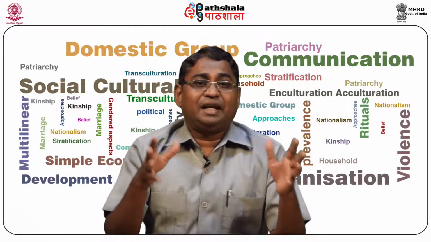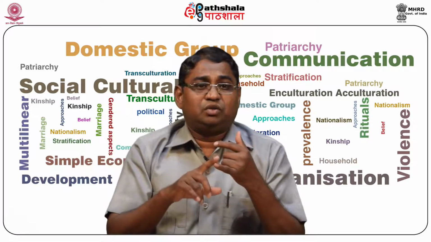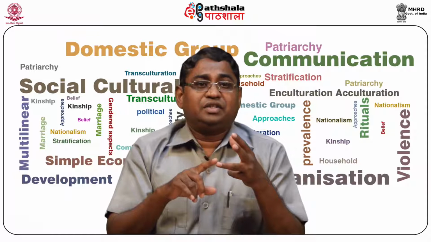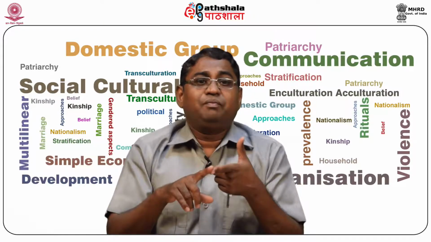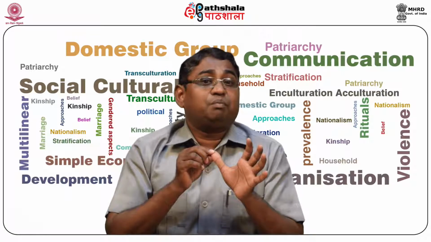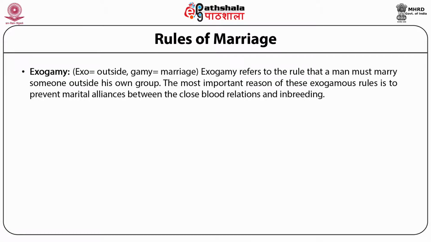One is exogamy, second is endogamy, then hypergamy, then hypogamy, then preferential and prospective marriages. Now in this context, let me explain exogamy. Exo means outside, gamy means marriage. So exogamy refers to the rule that a man must marry someone outside his own group.